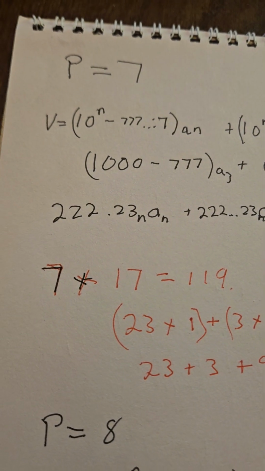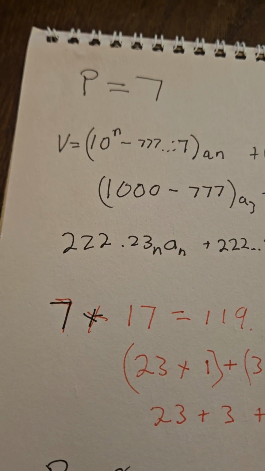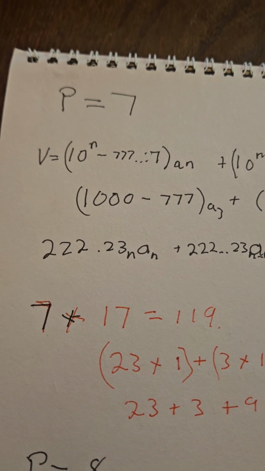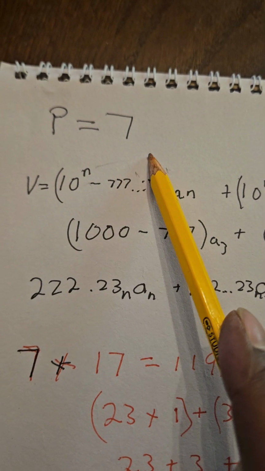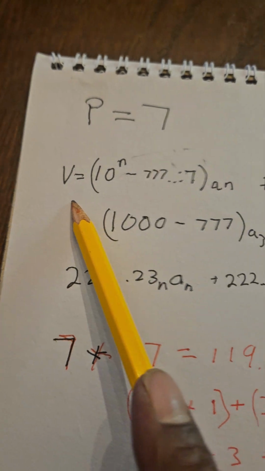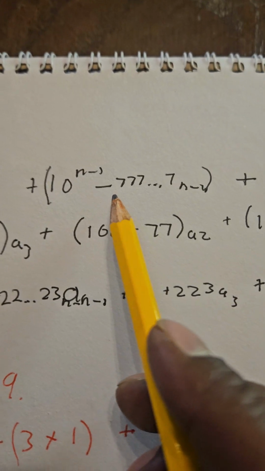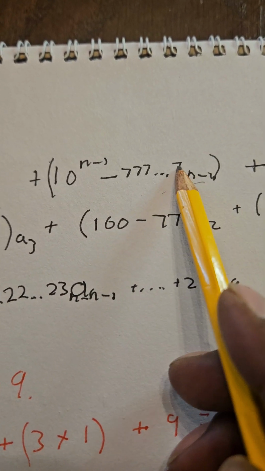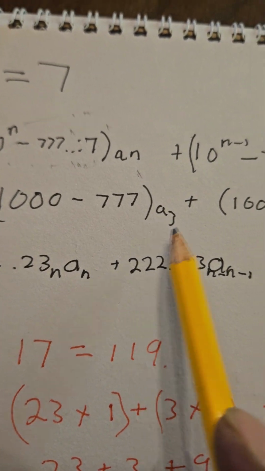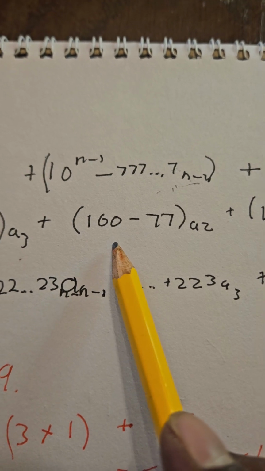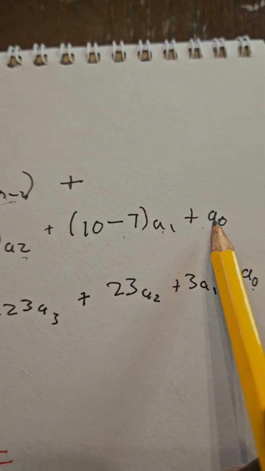This proof is a characteristic of the number 9. It's not a proof of number 9. Let us see if it works with all the other numbers. P equals 7. Instead of P equaling 9, we say P equals 7. So our V will be 10 to the power of n minus 777...7 an plus 10 to the power of n minus 1 minus 777 n minus 1 plus 1000 minus 777 a3 plus 100 minus 77 a2 plus 10 minus 7 a1 plus a0.